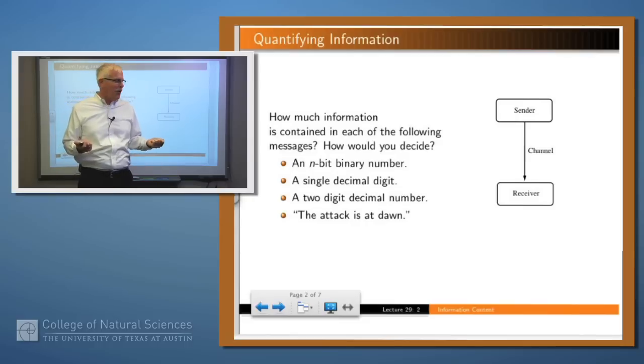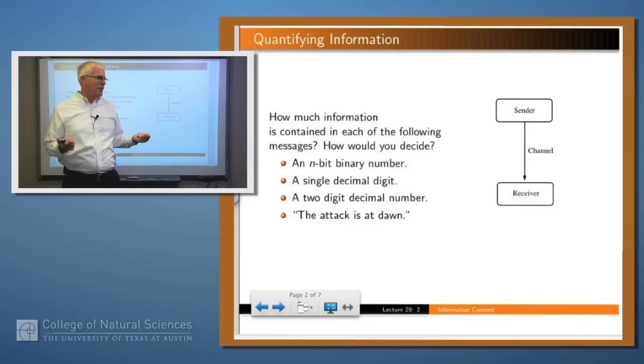The attack is at dawn. Well, gee, we could surely send this in ASCII. There's 21 characters there, and so that's 8 times 21, whatever that is, right? But presumably there's less information than that in this message. Well, how much information? That's pretty hard to figure out.